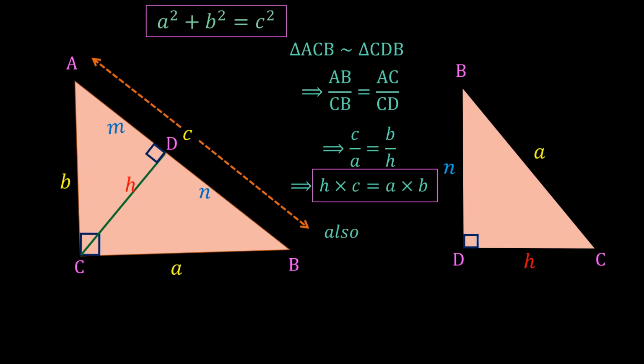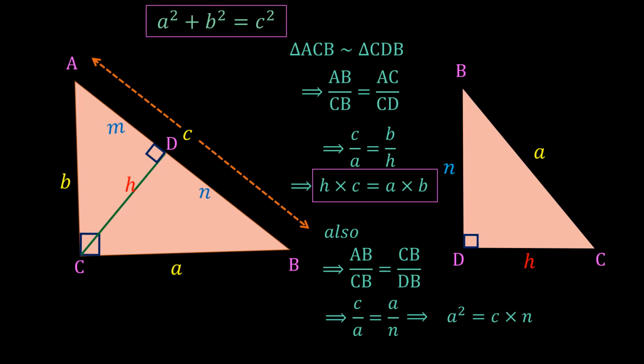And also we have AB by CB equal to CB by DB, which is the ratio of corresponding sides, and from this we can write C by A is equal to A by N, and from this we can write A square is equal to C into N. So this is one more equality which we have to prove.